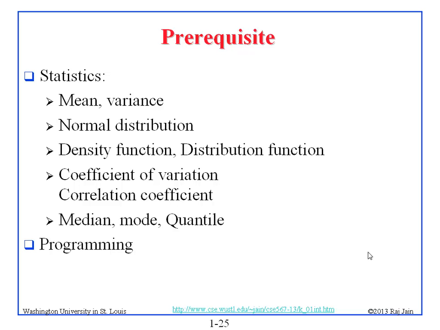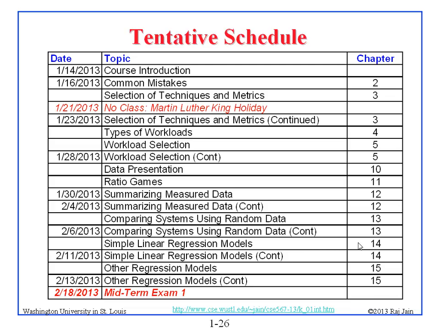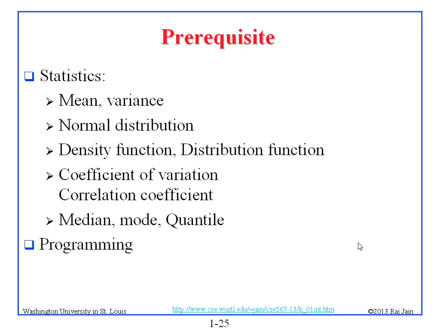So, here are the things that you should know. Mean and variance. What is a normal distribution? What is a density function? What is a distribution function? What is coefficient of variation, correlation coefficient? What is a mean, mode, quantile? These things you need to know. So if somebody said, well, I have 90 percentile or 80 percentile and 95 percentile, what does that mean? Right? If I say the median of 100 numbers is so and so, you need to know that. All right. Does anybody have a question about prerequisites?